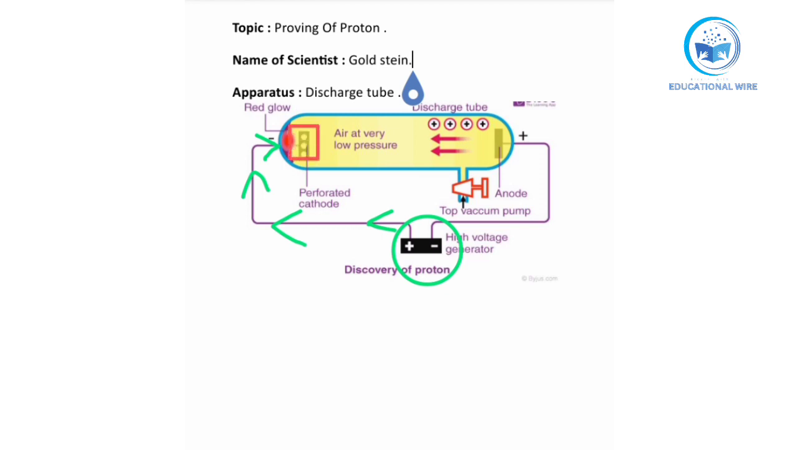What is the name of the cathode? A perforated cathode. Why do we call it a perforated cathode? Because it has holes in the cathode from where protons pass and come out behind the cathode. So that's why we have taken a perforated cathode. At very low pressure, the gases are inside this tube.